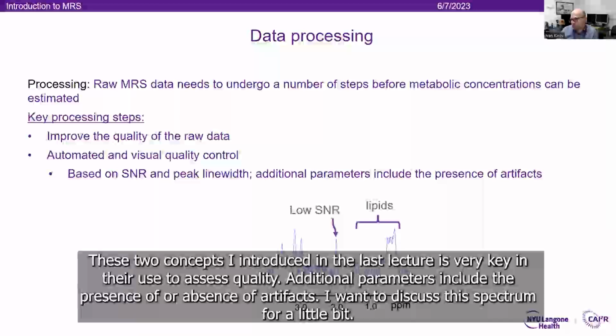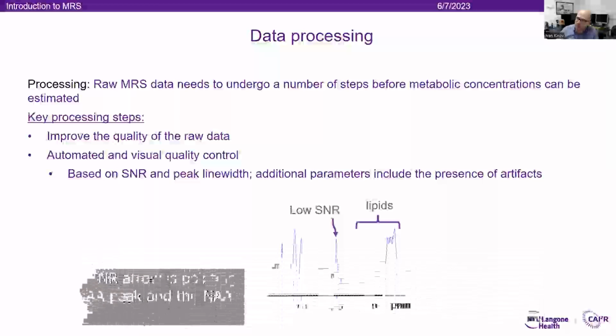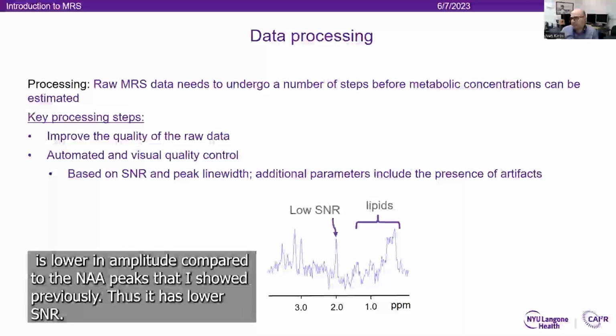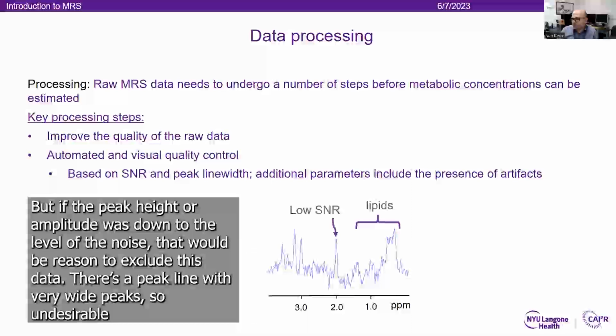I want to discuss this spectrum for a little bit. The low SNR arrow is pointing to the NAA peak, and the NAA peak indeed is lower in amplitude compared to the NAA peaks that I've shown previously, and thus it has lower SNR. But this spectrum would not be excluded based on this. It's lower SNR, but it's most likely biologically lower. This spectrum is showing lower NAA. But if the peak height or amplitude was down to the level of the noise, that would be a reason to exclude this data.